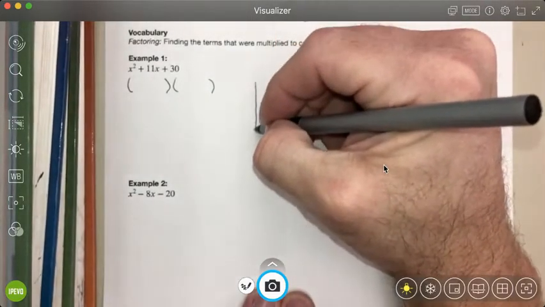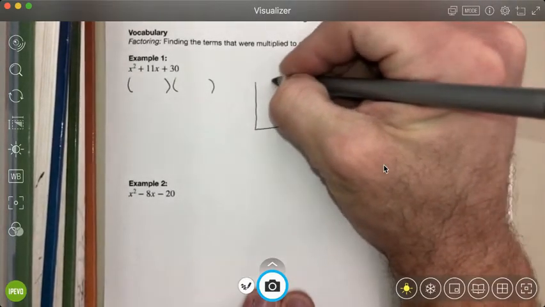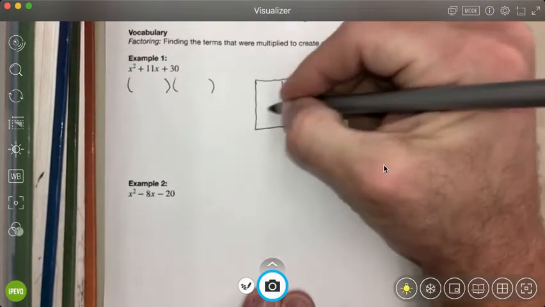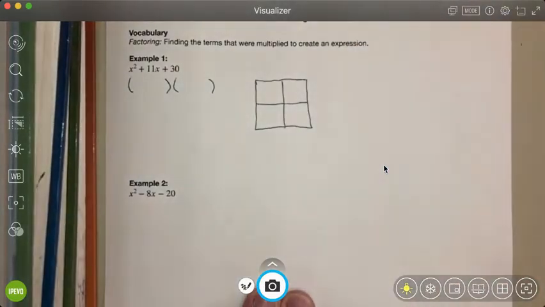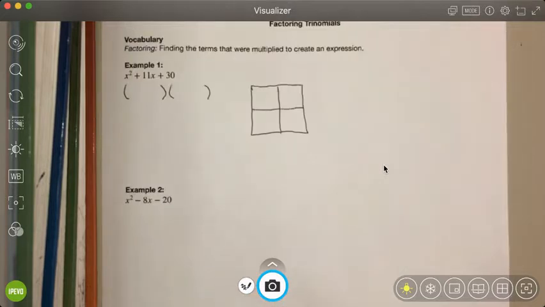I promised that the box would become really useful later, and this is where it really shines. The big thing was that when we were multiplying binomials, if we took the top right and bottom left terms, those really seem to stick around.